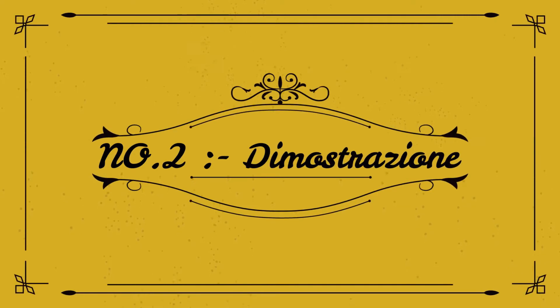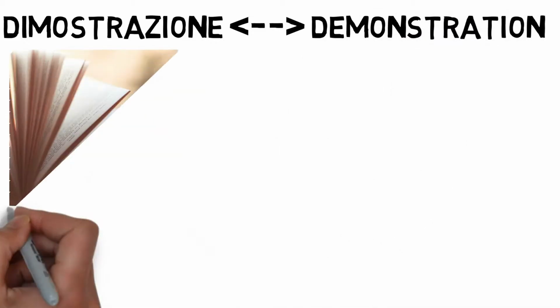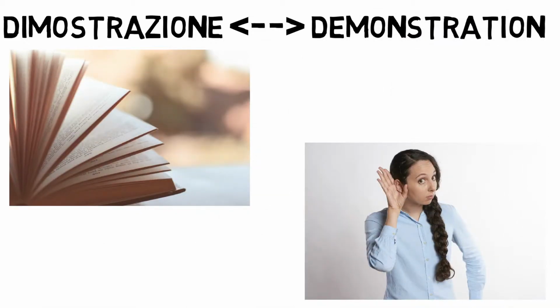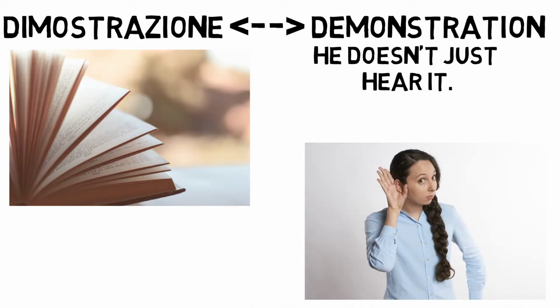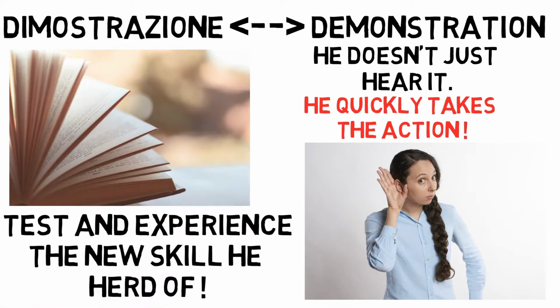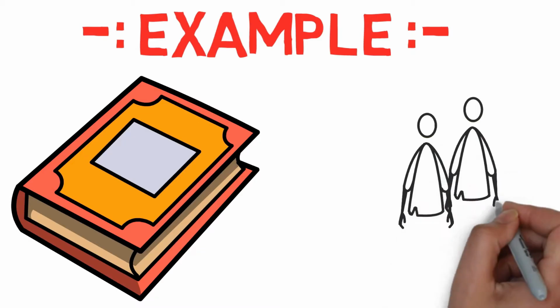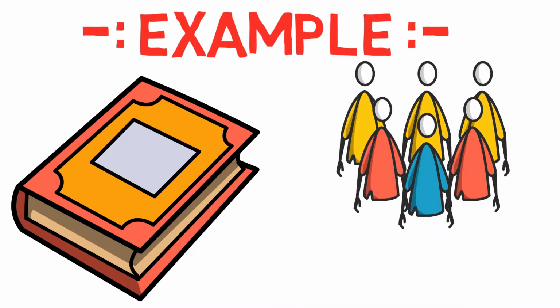Number 2. Demonstrazione. Demonstrazione means demonstration. When Da Vinci reads a thing or hears a new skill, he doesn't just hear it, he quickly takes action. He tests and experiences the new thing or skill he heard of. Example, when I told you to maintain a journal in the first principle, only some of you will make a book to write your journal.